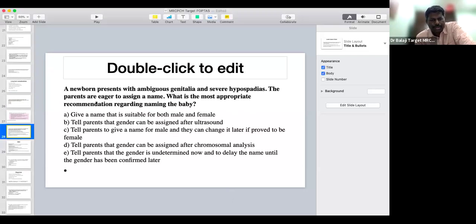Now this is quite tricky. A newborn presents with ambiguous genitalia and severe hypospadias. The parents are eager to assign a name. So what is the most appropriate recommendation regarding naming the baby? Ambiguous genitalia, severe hypospadias. What recommendation regarding naming the baby will you choose? Anyone can answer.